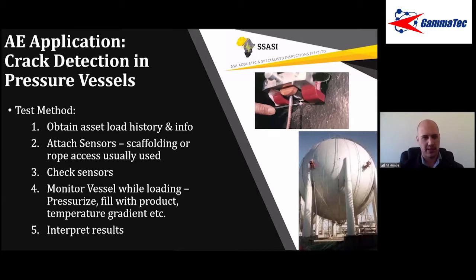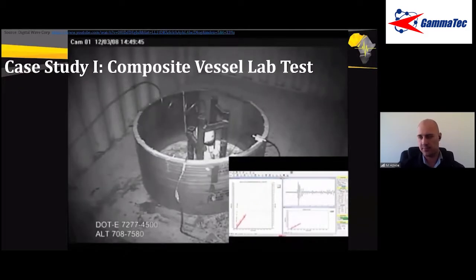So how does this method look like when we actually implement it? So first up, we need to obtain the asset history and information. And this is very important because, as we said previously, each loading is unique and we need to stress the asset to above what it's previously seen. So we'd go in, attach sensors via magnets, usually, either via rope access or scaffolding. We then pressurize, monitor the vessel, and interpret the results.